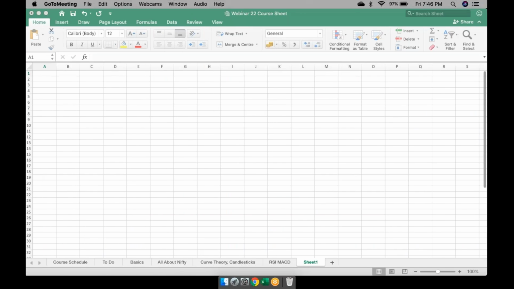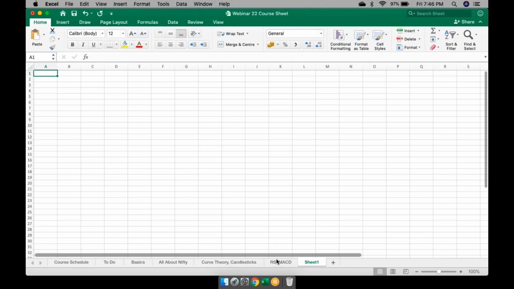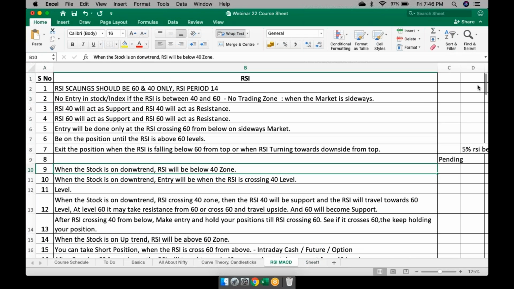So let's complete the readings one more time. I have explained how to make an entry and exit with RSI. Let's summarize one more time. RSI scaling should be 60 and 40. RSI period should be 16. Don't change it to 10. Don't change it to 20 or 25. It's a daily chart.